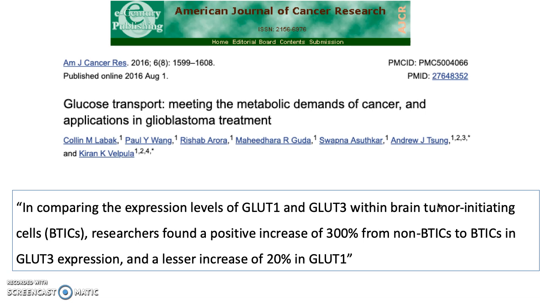The article states, in comparing the expression levels of GLUT1 and GLUT3 within brain tumor initiating cells, researchers found a positive increase of 300% from non-brain tumor initiating cells to brain tumor initiating cells in GLUT3 expression, and a lesser increase of 20% in GLUT1. In other words, both GLUT1 and GLUT3 were expressed at higher levels in glioma cells, though GLUT3 in particular was expressed at a much more noticeably increased level. This supports the idea that rapid glucose uptake by cancer cells can be facilitated by increased expression of glucose transporters.